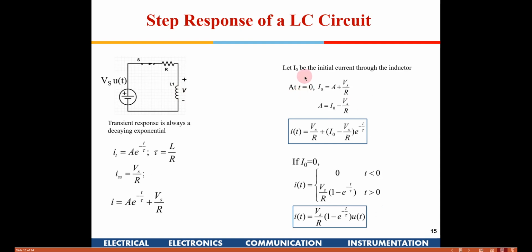That's why we say I0 is the initial current in the inductor at t equal to 0. So in this equation, at t equal to 0, e to the power of minus t by tau becomes 1, and this becomes I0. So I get I0 is equal to A plus Vs by R, or A is equal to I0 minus Vs by R. Now substituting that value of A in this equation, I get I is equal to Vs divided by R plus (I0 minus Vs by R) e to the power of minus t by tau. So this is another approach.